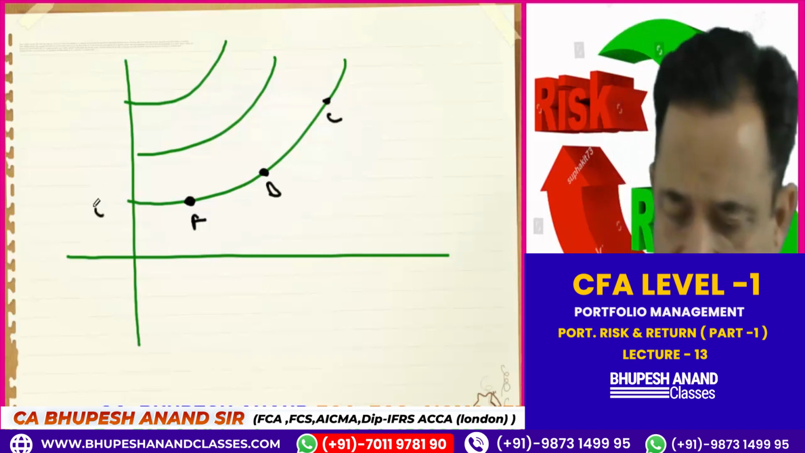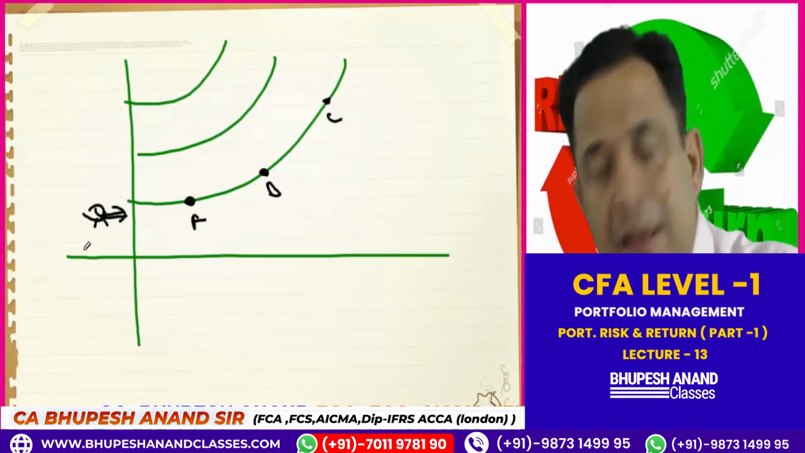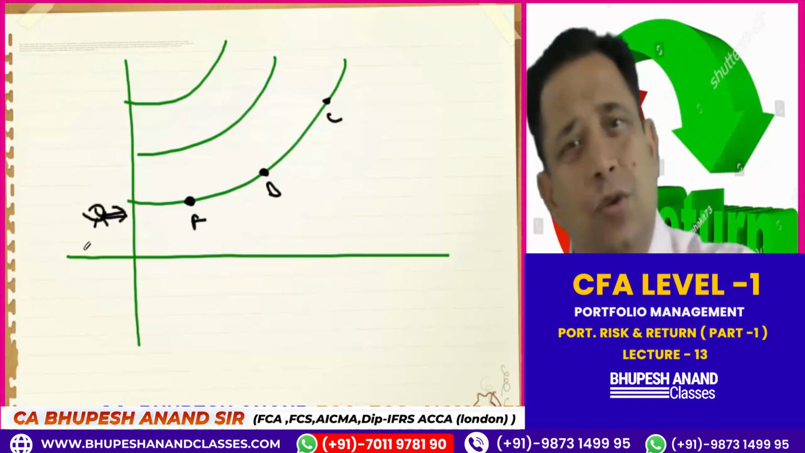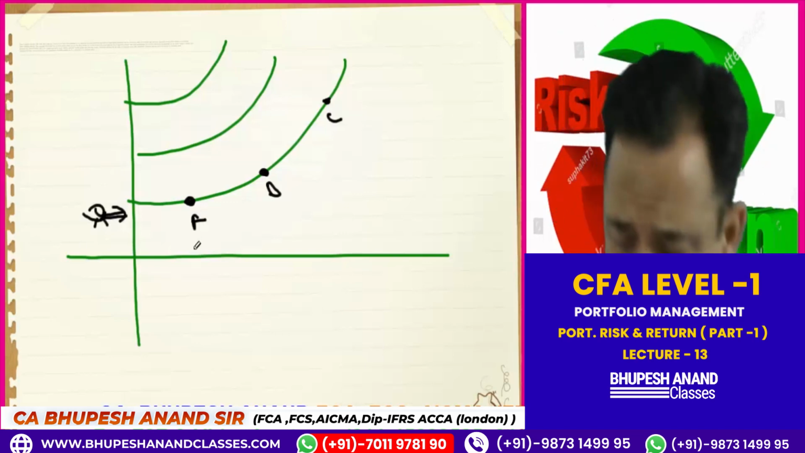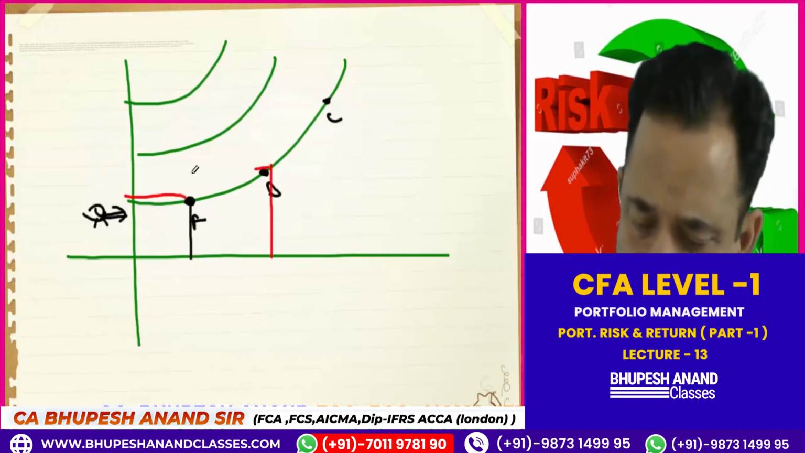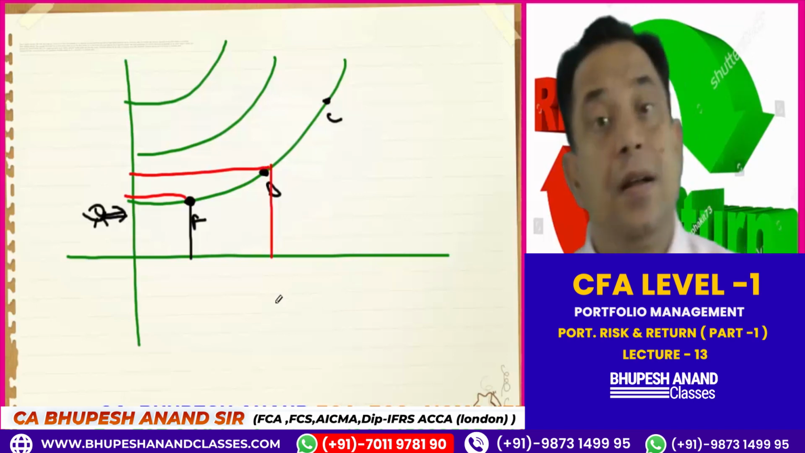Now, investor A, if this indifference curve suits him, he will be indifferent whether he is going for portfolio A or portfolio B or portfolio C, because if I increase the risk, return is also increased. If I increase the risk, return is also increased proportionately. So he will be indifferent.